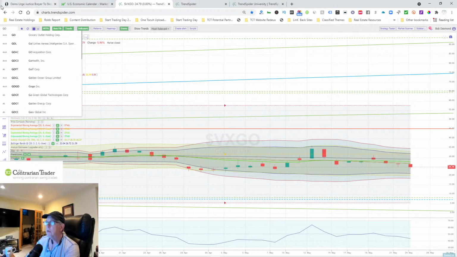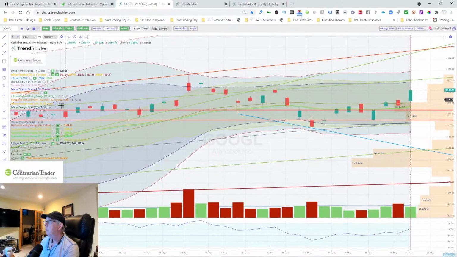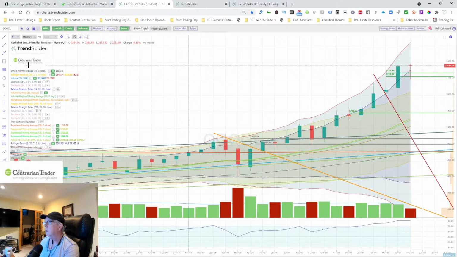Alphabet, Google. Big move yesterday. The monthly chart looks really rock solid. We're poised to flash a bullish key reversal bar on Google. But if they fail, we have a couple of days. Today's the 25th, right? So we have a few trading days left to go.